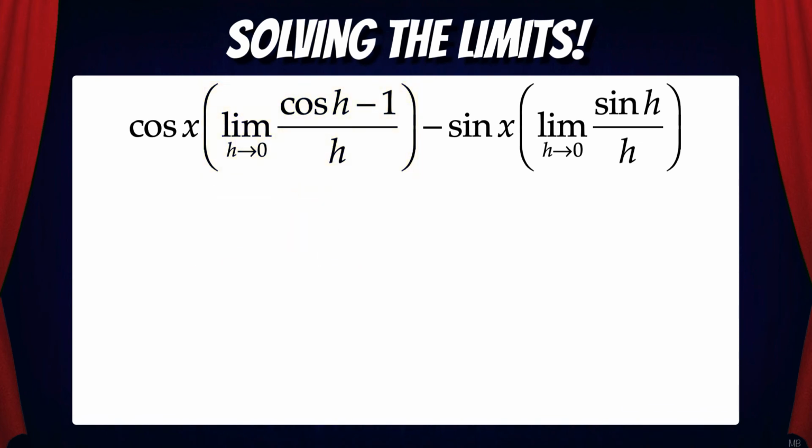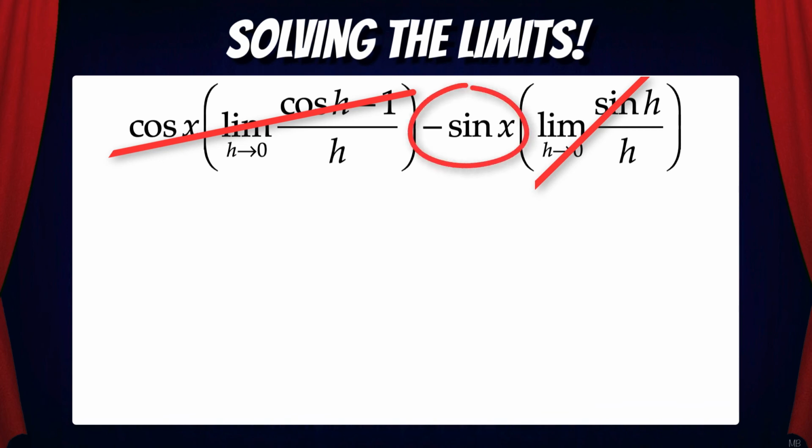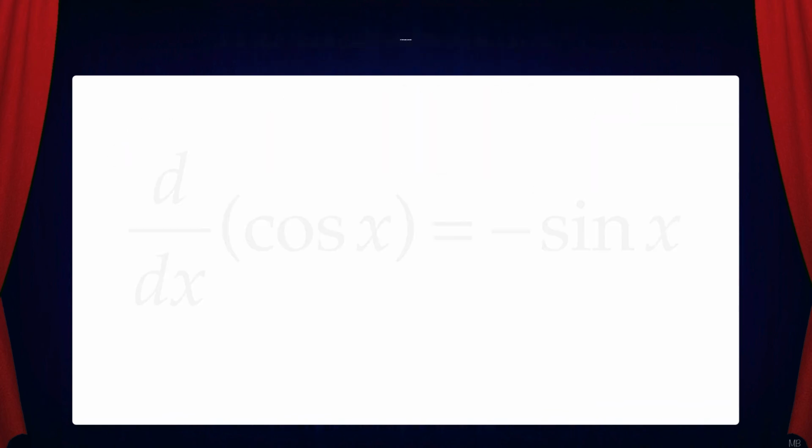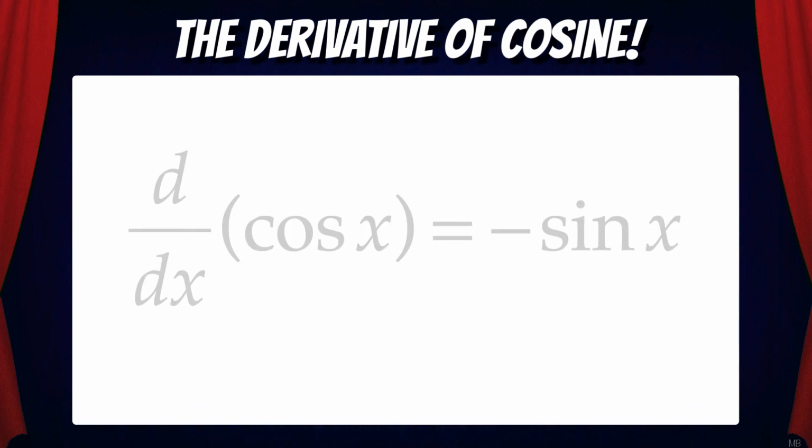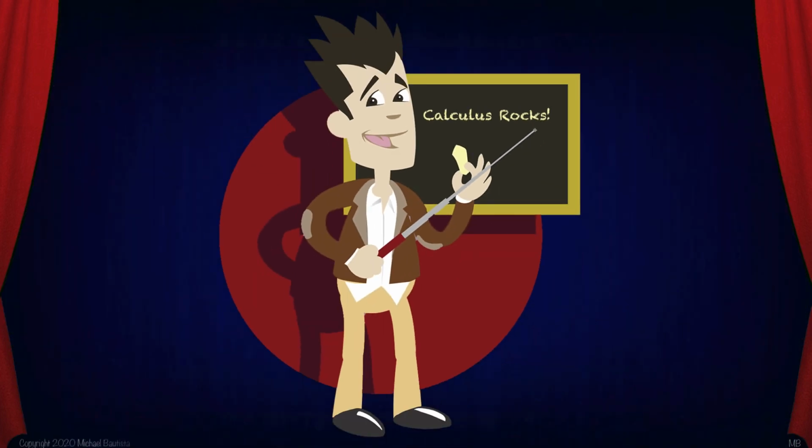Now we can cancel out terms in our equation, and we can see that we're left with negative sine x. We got it! The derivative of cosine x is negative sine x. And that's something that you want to memorize and truly understand in order to rock calculus.